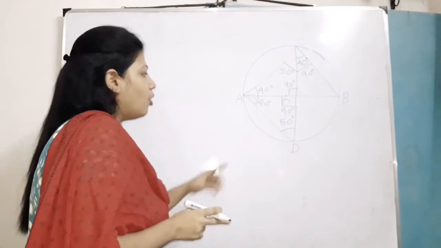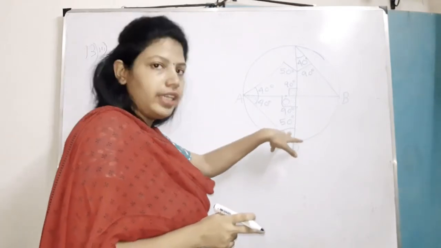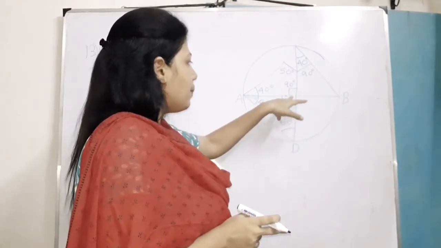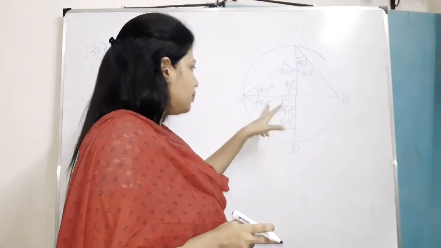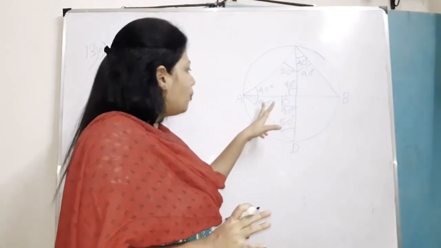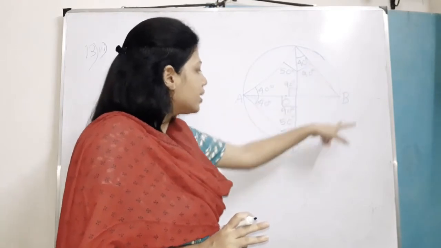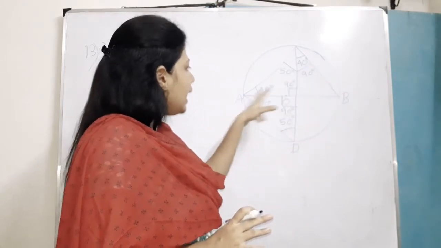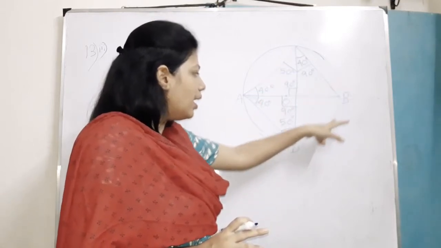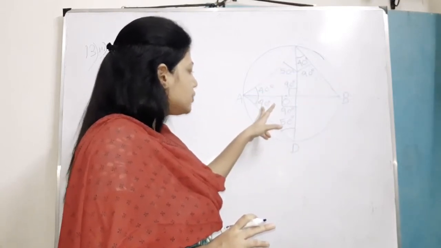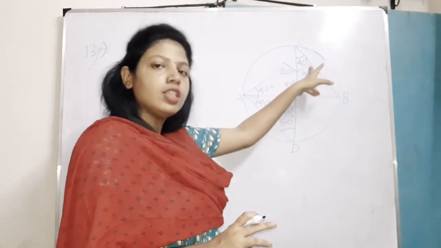I will repeat once more. This one is 50, it is given here. So 50 and this one is perpendicular, means 90. So 180 minus 90 minus 50. That one is 40. Now angle DAB and angle DCB both lie on the same arc BD. So if this one is 40 degrees, that one will also be 40.